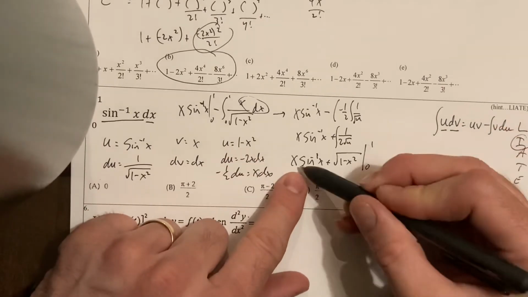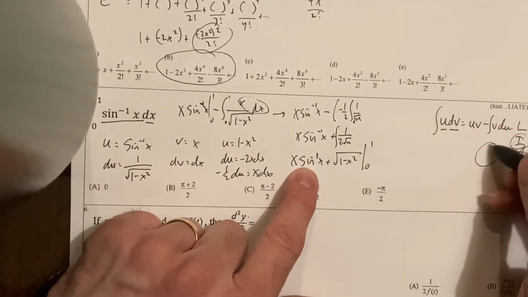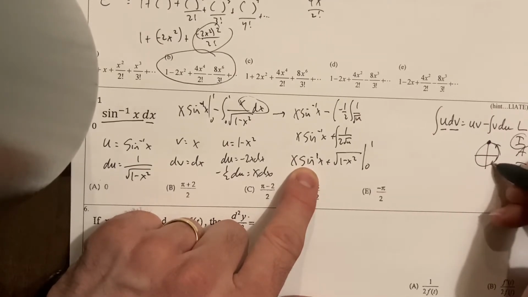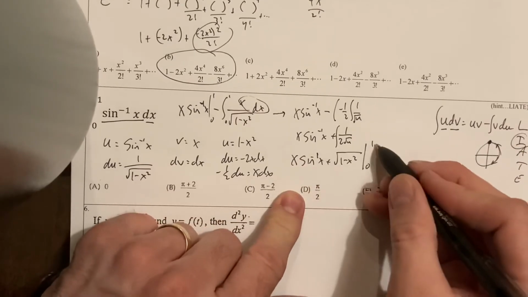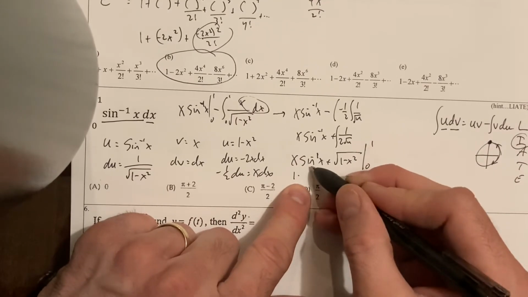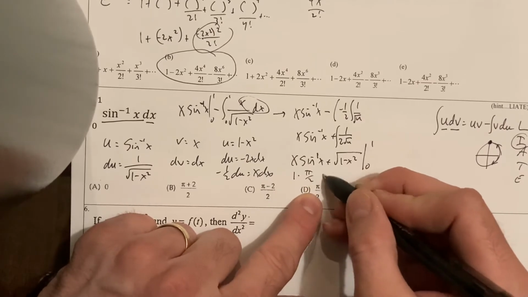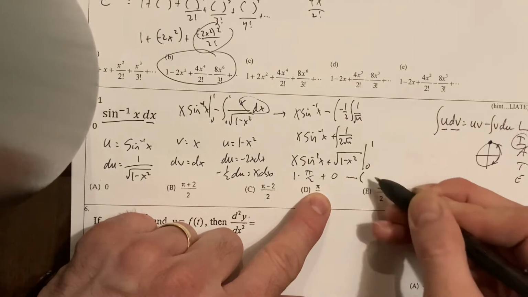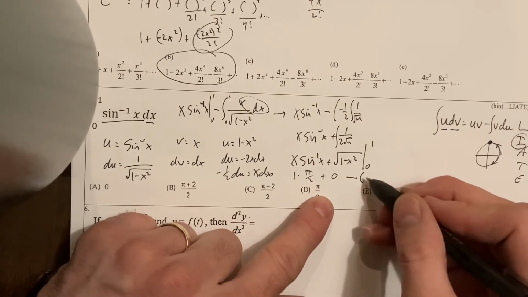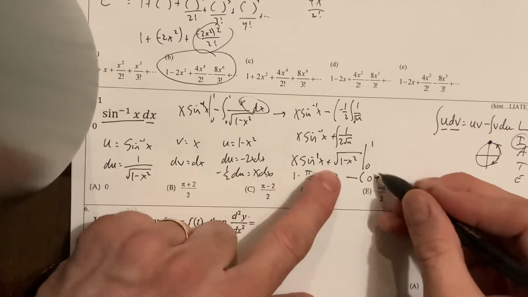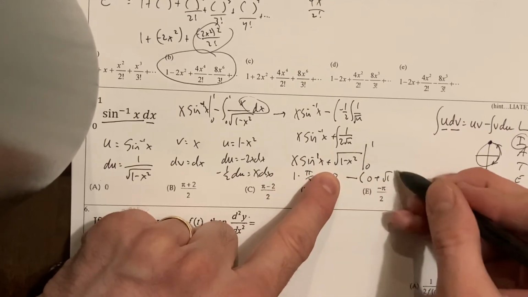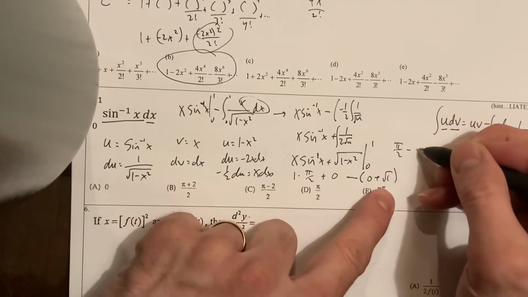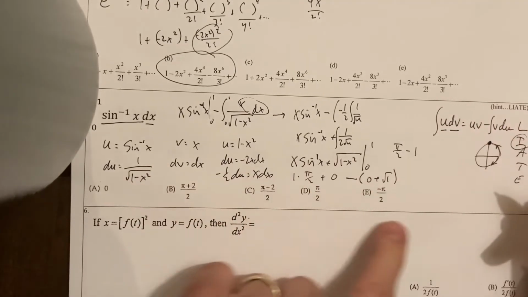So I'm going to go 1 times sine inverse of 1. Now you remember, sine inverse means where is sine 1? From negative pi over 2 to pi over 2, and that's at pi over 2. So 1 times sine inverse of 1, which is pi over 2, plus the square root of 1 minus 1, which is 0, minus, now don't discount the 0, the square root of 1 minus 0, which is the square root of 1. So we have pi over 2 minus 1, which is not one of our options.